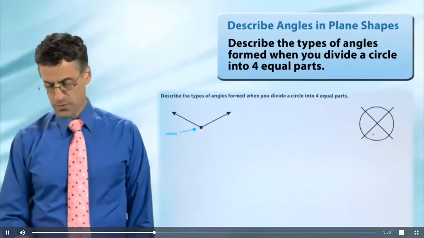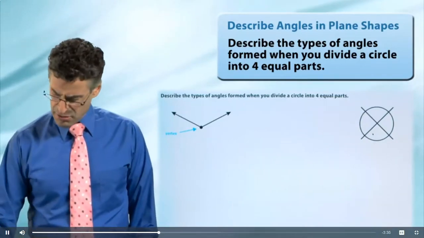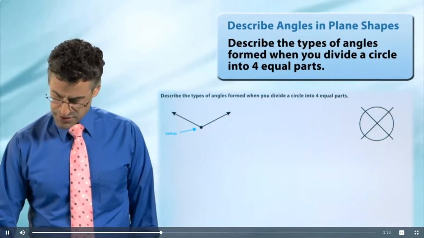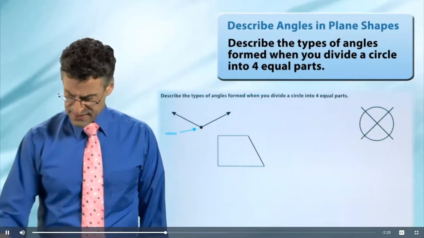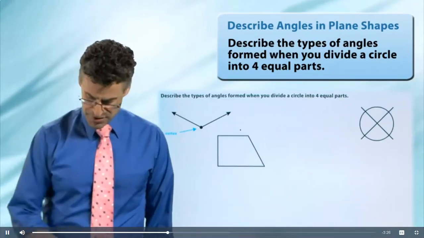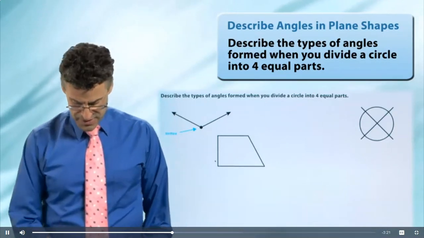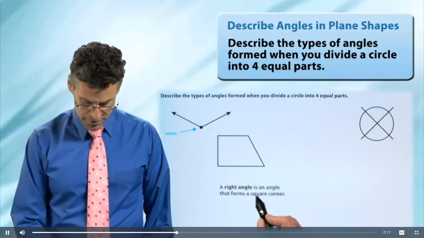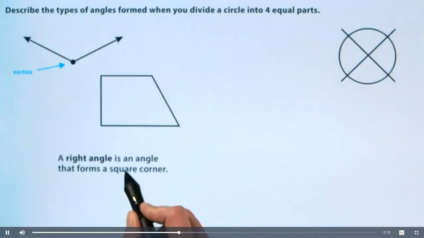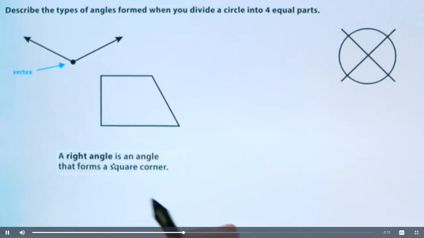So now the question is, what can I say about those angles? Well, there are lots of different types of angles. Let me show you a little picture I drew to show different types of angles. In this shape that I drew, which has 4 sides, you'll notice that these 2 angles form the corners of a square, and so they're called right angles. So that's a right angle and that's a right angle.